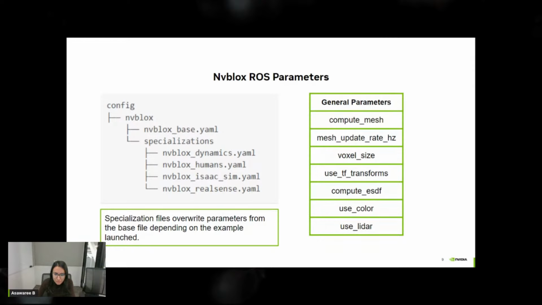Now, the next param is the compute ESDF parameter. We talked about ESDF in an earlier slide. This takes a true or false value about whether to compute the ESDF to the nearest obstacle. That is the map of distances to the nearest obstacles. And then you have the use color and use LiDAR Boolean parameters. These two, as the name suggests, specify whether to color the mesh and whether to integrate LiDAR scans, respectively. Colorization is optional. If this is set to true, it will color the reconstructed 3D mesh.